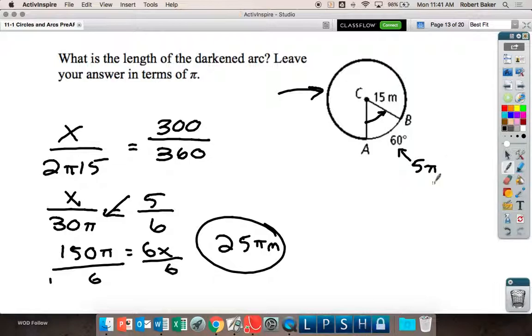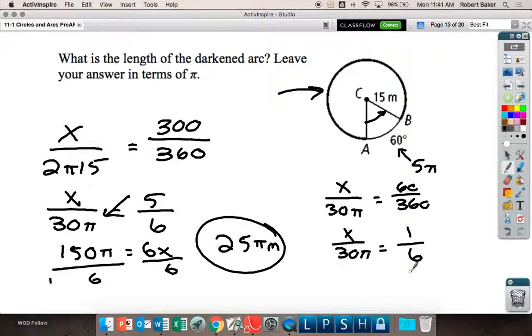So if I was going to flip that and find the length of AB, little arc, baby arc AB, it would be x over 30 pi, I already know the circumference, equals 60 over 360. And you could simplify that down into x over 30 pi equals 1/6. Well, what is 1/6 of 30 pies? 5 pies, right? We're just doing percentages right now. It is 1/6 of the total circumference, which is 5 pies, because 1 times 30 is 30, and 30 divided by 6 is 5.